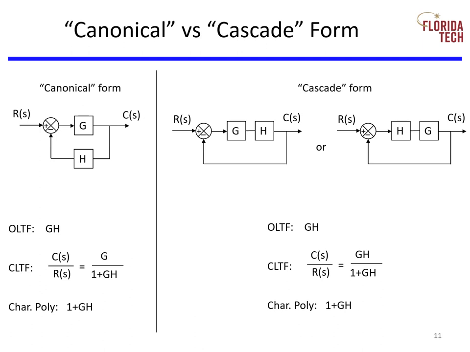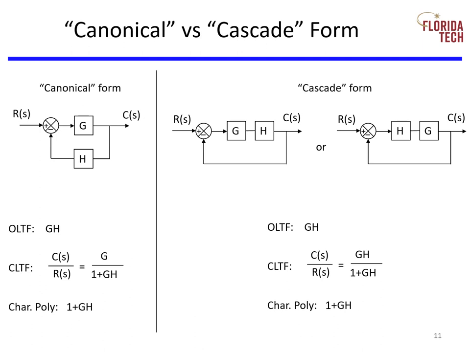We covered the canonical form. There's another popular form called the cascade form. It has two blocks in the forward path and unity feedback, that is, no blocks in the feedback path. Convince yourself that the open loop transfer function is GH. Use block diagram algebra to convince yourself that the closed loop transfer function is GH over 1 plus GH.